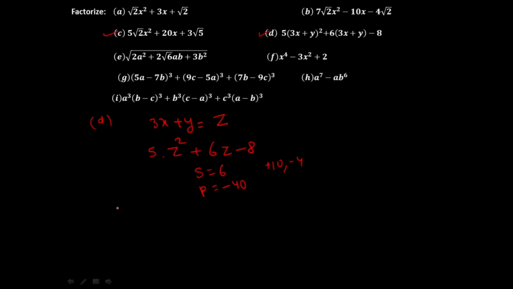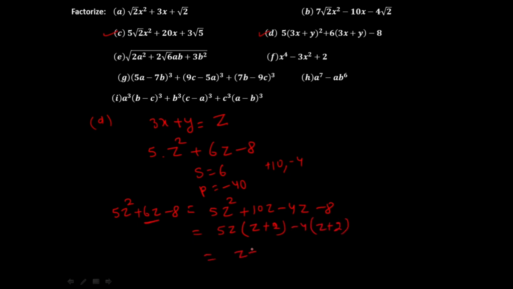So what we have? 5z² + 6z - 8 equal to 5z². 6z can be written as these two numbers, 10z minus 4z minus 8 as it is. Common is 5z, z plus 2, minus 4 common, z plus 2. So we have two factors, z plus 2 and 5z minus 4. This is not my final answer.